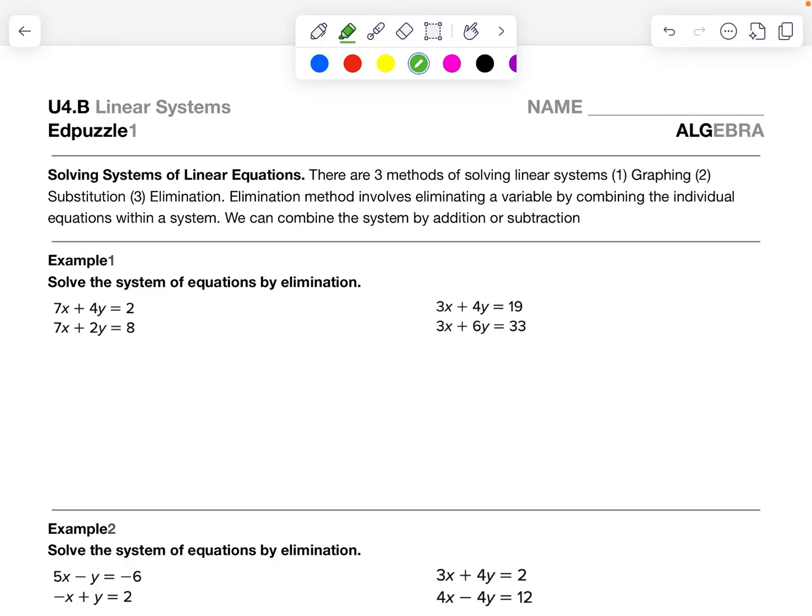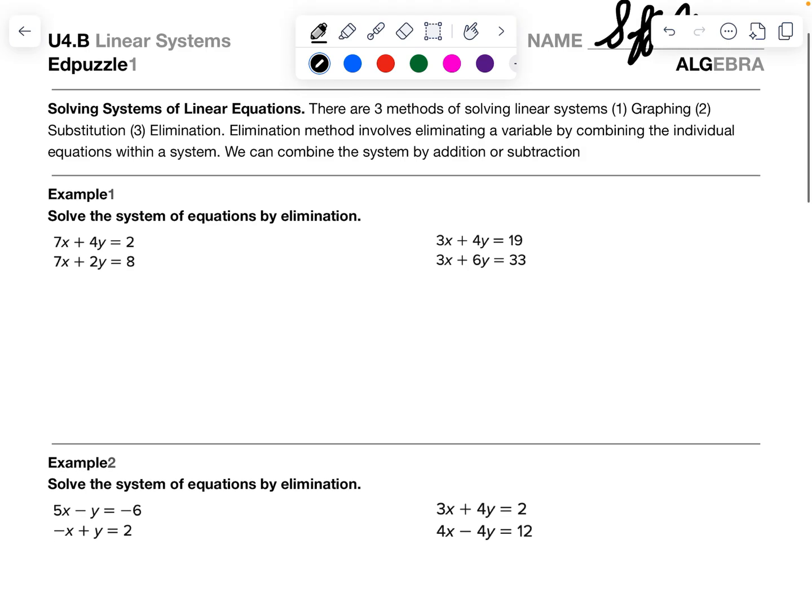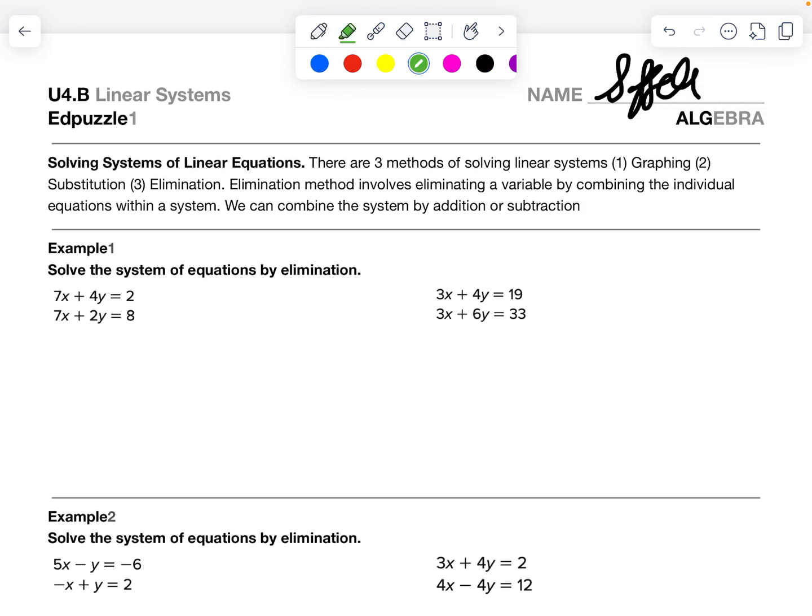All right, welcome to this video on solving systems of linear equations. Today we're going to talk about a new method of solving systems. We have already talked about graphing. Graph two lines, find the intersection point. That's your solution. We've talked about substitution.